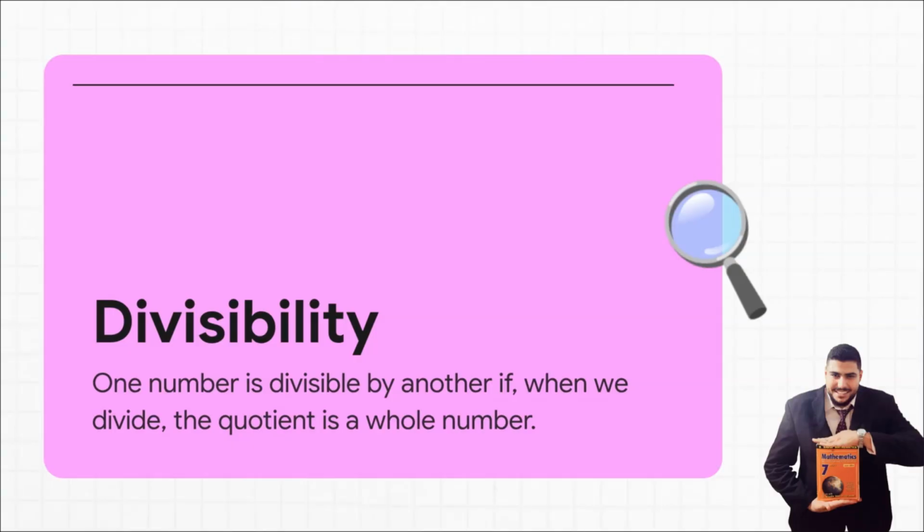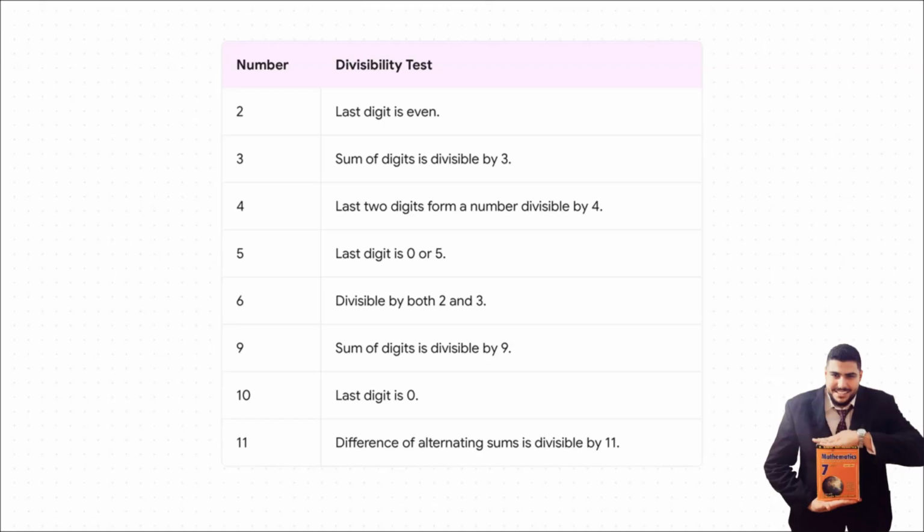So, what's divisibility all about, really? It's actually super simple. If you can divide one number by another and the answer is a nice, clean, whole number, no fractions, no decimals, then it's divisible. For example, 28 divided by 4 is 7. That's a whole number. So yeah, 28 is divisible by 4. See? Easy.